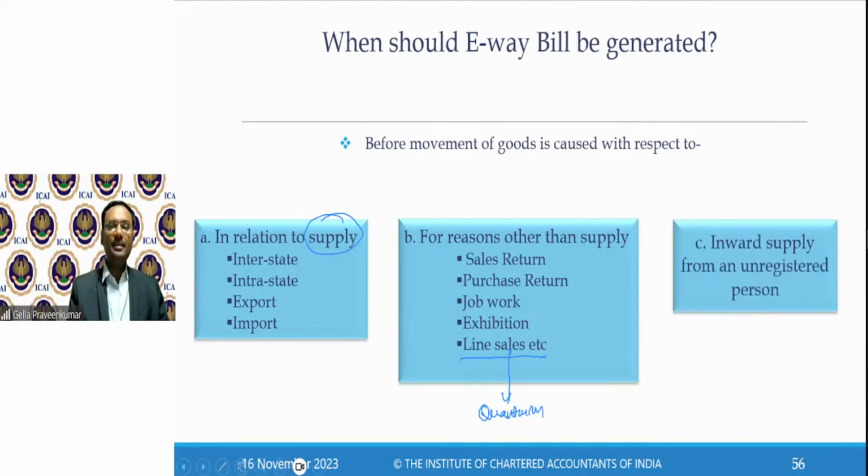Last, inward supply from an unregistered person. GST law says that in case there is a movement of goods, that is inward supply from an unregistered person, URP, the registered person causing the movement of goods inward from an unregistered person shall prepare the e-way bill.